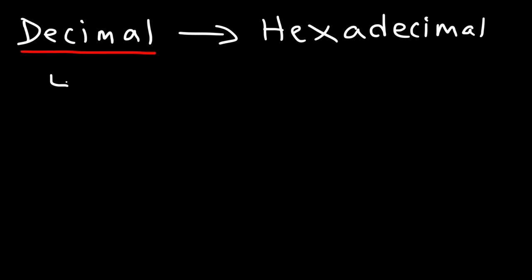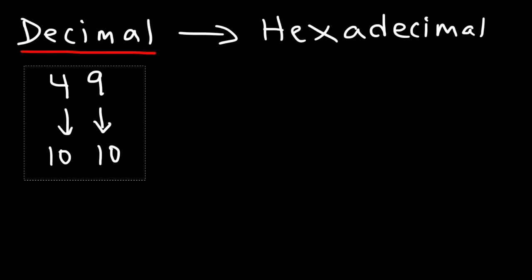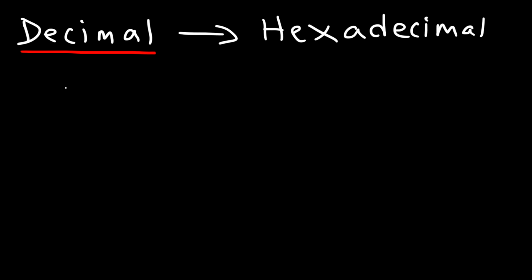For example, let's say we have the number 49. The first digit can be anything from 0 to 9: 0, 1, 2, 3, 4, 5, 6, 7, 8, 9. And the same is true for the second digit. We have 10 options to choose from. So the decimal system is a base 10 numbering system.